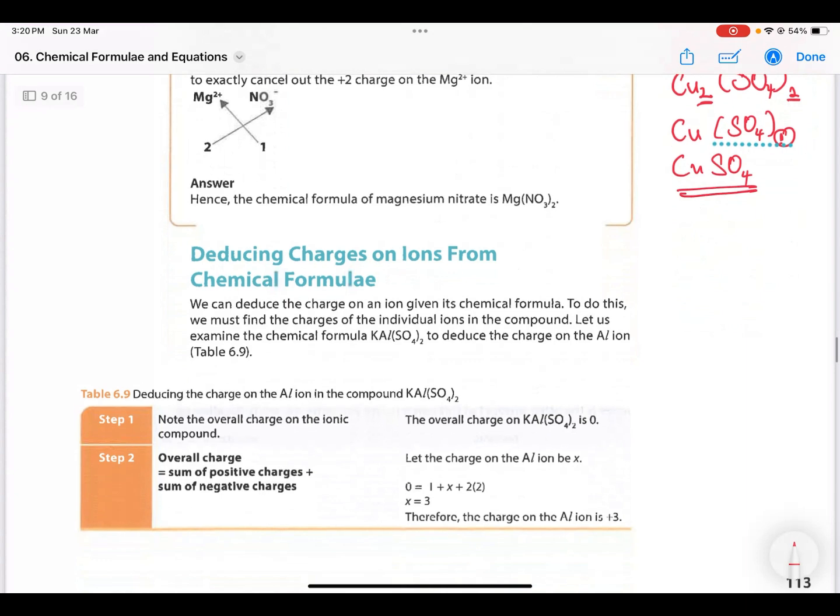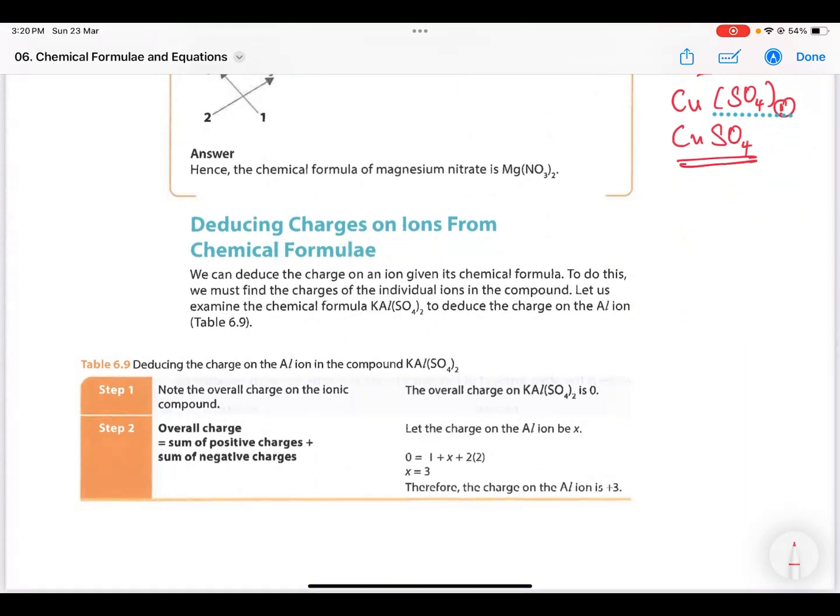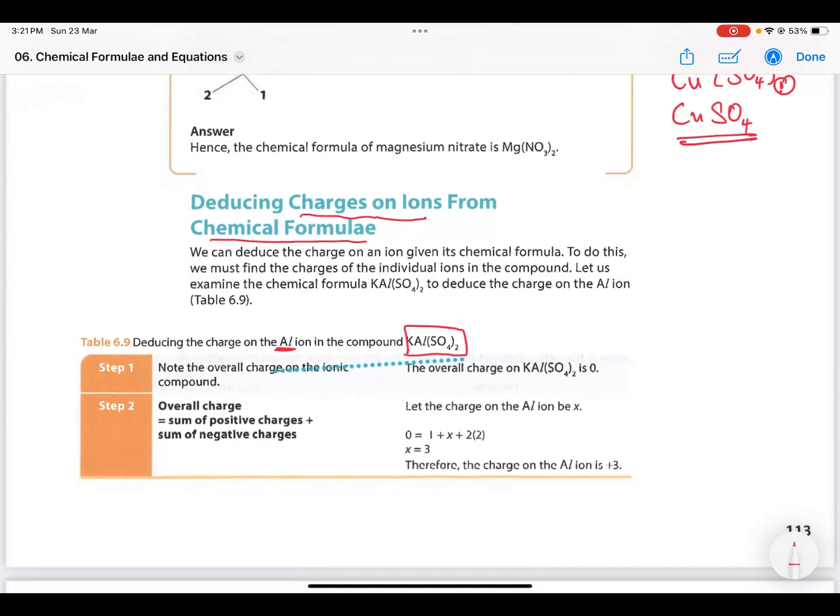Okay, now next, what if I want to deduce the charges on the ions from the chemical formula? Is it able to do so? Actually, the answer is yes. For example, I have this over here. They ask you to deduce the charge of Al. In general, I think this question is a bit lame, because based on the periodic table, you know Al is in group 13, so Al will form Al3+. That's why I think this question is a bit lame.